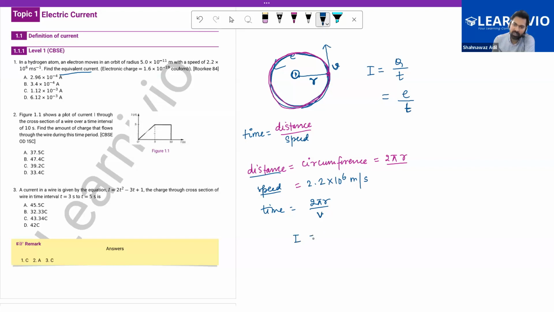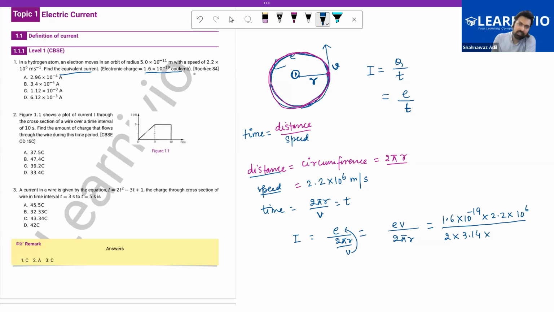So current would be how much? That would be E divided by T, which is E by 2 pi r by V. So this V will go upstairs and this is EV divided by 2 pi r. Now we will put all these values. So E is how much? This is given, 1.6 into 10 to the power minus 19 Coulomb. V is given, which is 2.2 into 10 to the power 6 meter per second. All the things would be in SI units, right? Radius, this is 2, pi is 3.14, and then this is how much?